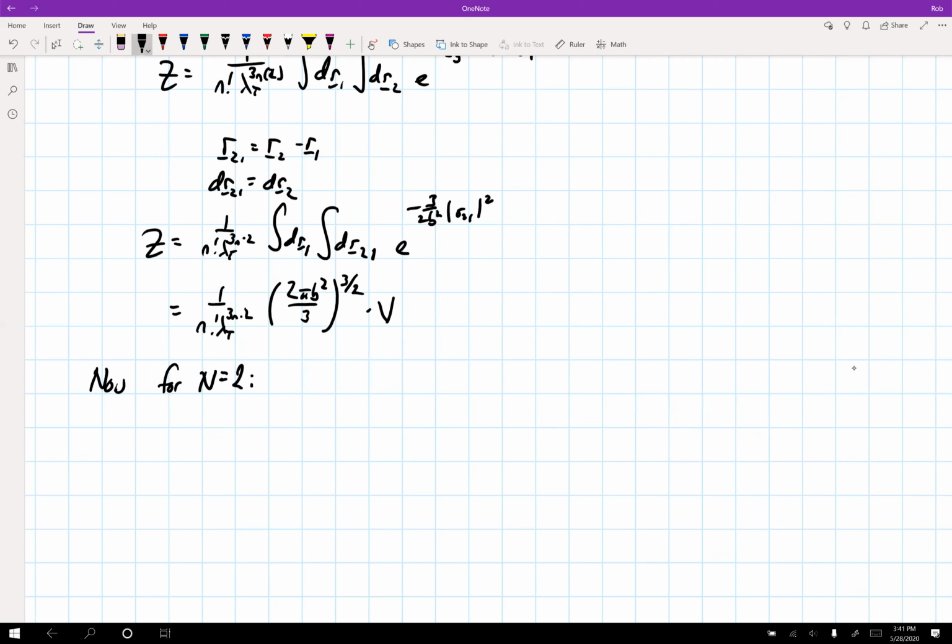Right, so now we have 2 bonds, so 3 monomers. And we write this out with 1 over factorial, lambda t to the 3n times 3 dr1, and I'm not going to write out all the integral signs just to save some writing. 3 over 2b squared. And now we have a bond between monomer 3 and 2, and a bond between monomer 2 and 1.